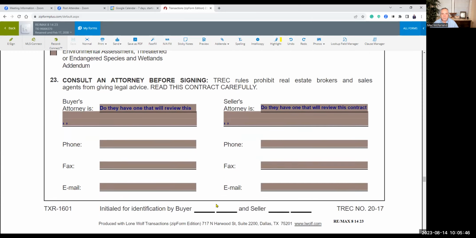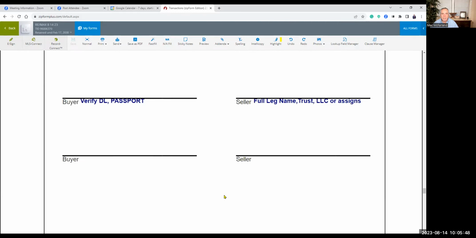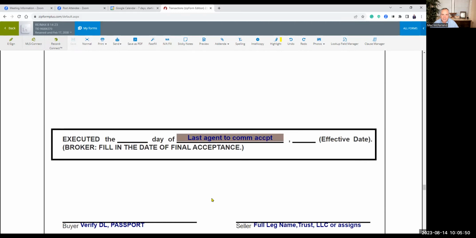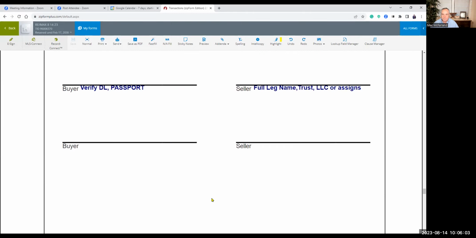Attorneys, do they have one? We've already talked about that one, so we don't need that anymore. And this one right here, last agent to communicate acceptance. The last agent to communicate acceptance, that's who puts the effective date in there. If it goes back 3 or 4 times, it's going to be the last person to communicate that. Is everybody good?